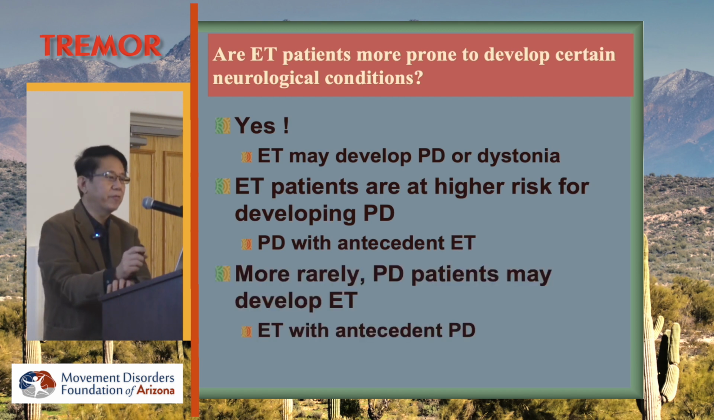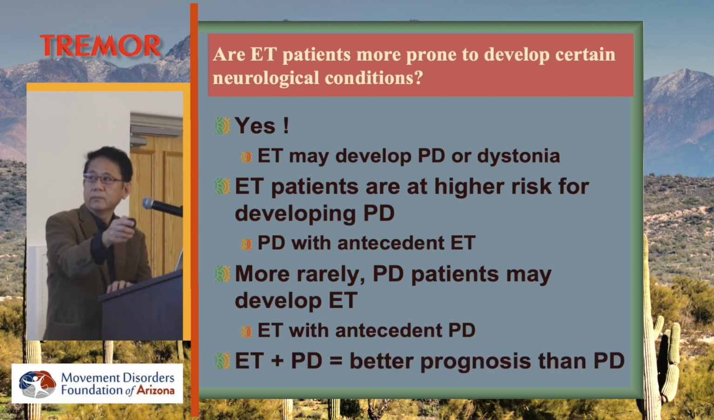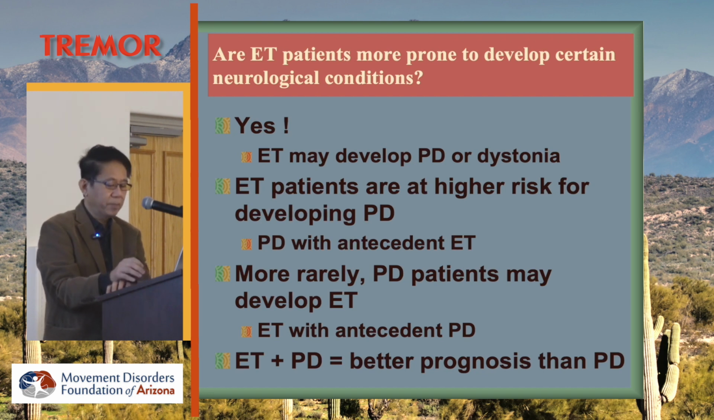And then rarely, if Parkinson's is the initial diagnosis, can you develop essential tremor? The answer is also yes. So you can have two conditions in your brain, both Parkinson's and ET. And the good thing is that patients with ET and Parkinson's actually don't have a worse prognosis in comparison to just PD alone or ET alone.